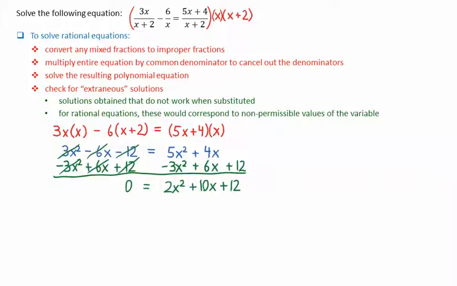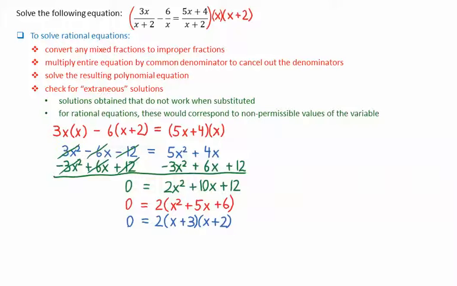On the right side, I can factor out a 2. This gives 0 equals 2 times x squared plus 5x plus 6. Note that x squared plus 5x plus 6 can be factored, numbers that multiply to give 6 and add to give 5. Those numbers are 3 and 2. We can then further factor this, giving 0 equals 2 times x plus 3 times x plus 2.